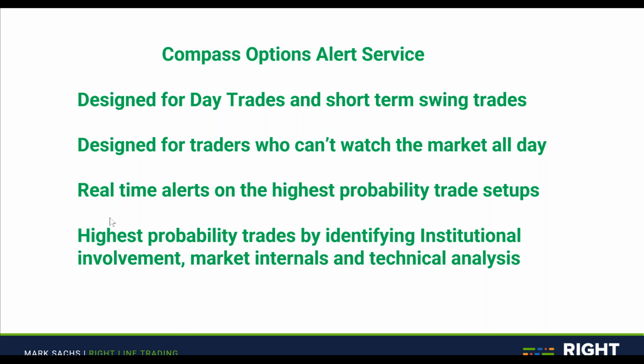And again, how do we alert on these? We're looking for the highest probability trades by identifying institutional involvement. We've got to know that the institutions are in there. We also look at market internals, which is the volume of stocks going up versus the volume of stocks going down for the day. And then I do a deep dive into technical analysis to come up with these picks. All right, so that's what the alert service is for. It's for people who would just like to trade but don't want to have to watch the market.